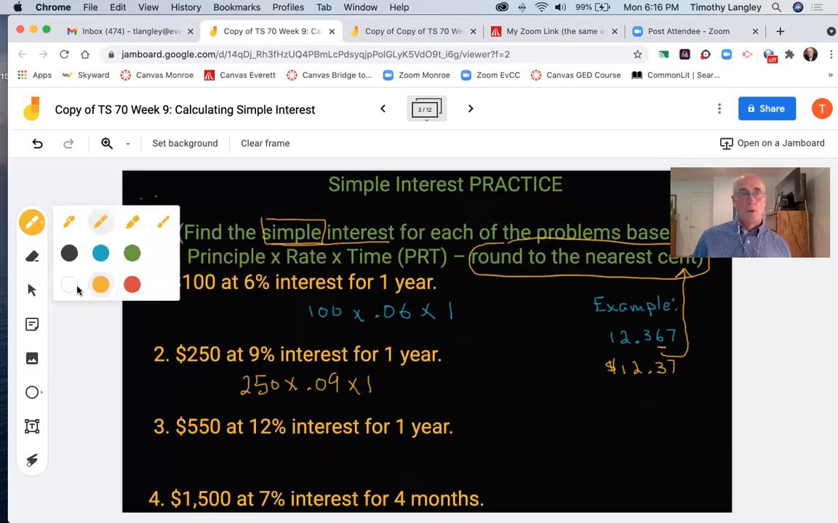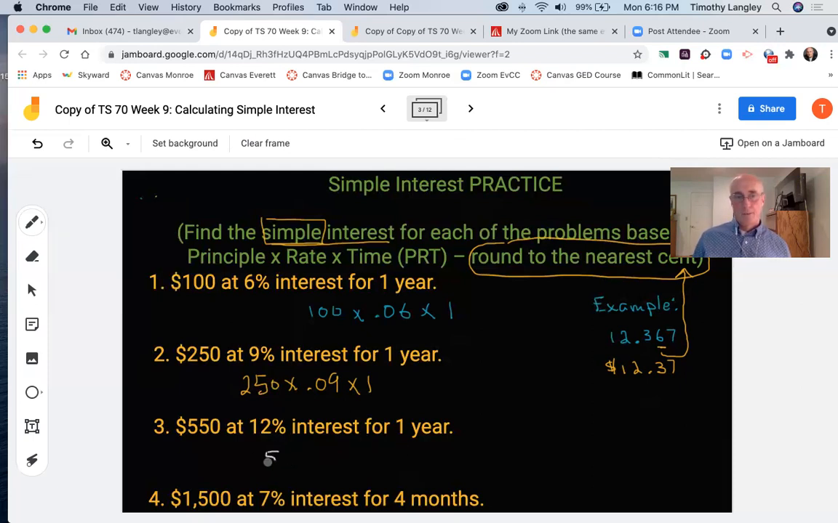So one or two more here. All right, let's just do one more. $550 at 12% interest for 1 year. That one's pretty easy. 550 times 12%, which is 0.12, right? We moved it 2 places, times 1, okay.